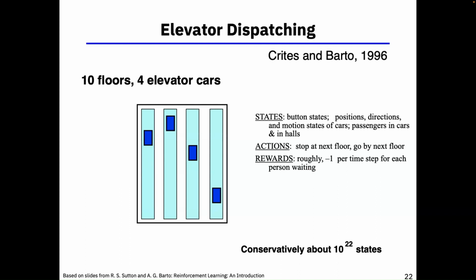In this particular case, the actions are, for each of the cars, do I stop at the next floor or do I pass the next floor? And then the reward for this particular paper is -1 for every time step that a person is waiting. So if you have 50 people waiting on a given floor, then you have -50 as the reward. So negative rewards, you can sometimes think of that as a punishment, but the idea is that you'd like to maximize your reward or minimize your punishment, right? So even for a simple case, we're talking on the order of 10 to the 22 states. So this is really a large problem, even for something so simple.